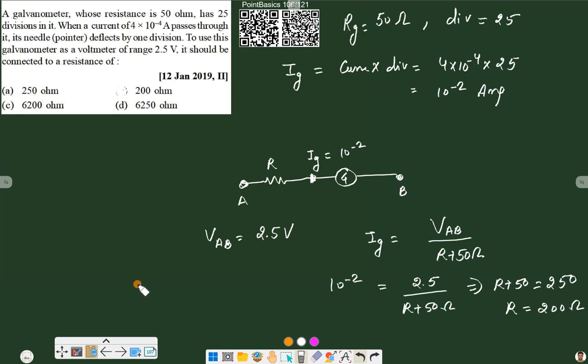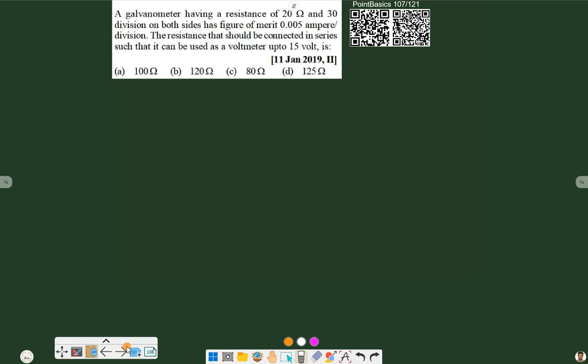Moving to the next one. A galvanometer having resistance of 20 ohm and 30 divisions on both sides has a figure of merit. So it has 30 divisions on both sides, meaning it is a type of galvanometer whose equilibrium point is at the center, and it can deflect on both sides. On one side it will show positive current, and on the negative side it will show negative current.